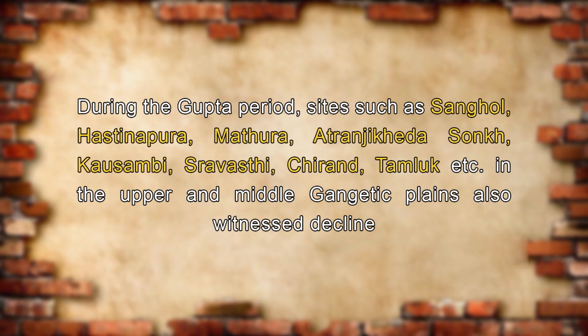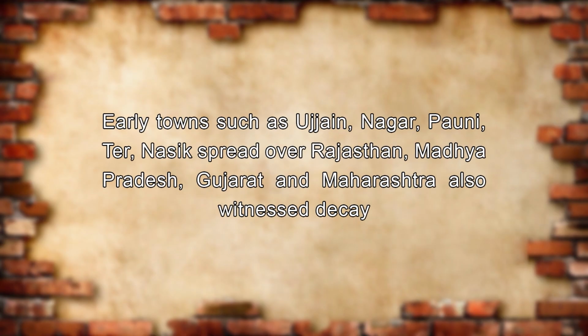During the Gupta period, sites such as Sanghol, Hastinapura, Mathura, Atranjikhera, Sonkh, Kaushambi, Shravasti, Chirand, Tamluk, etc. in the upper and middle Gangetic plains also witnessed a decline. Early towns such as Ujjain, Nagar, Pune, Ter, Nasik spread over Rajasthan, Madhya Pradesh, Gujarat, and Maharashtra also witnessed decay. We have an exciting amount of archaeological data that supports the above mentioned contention.